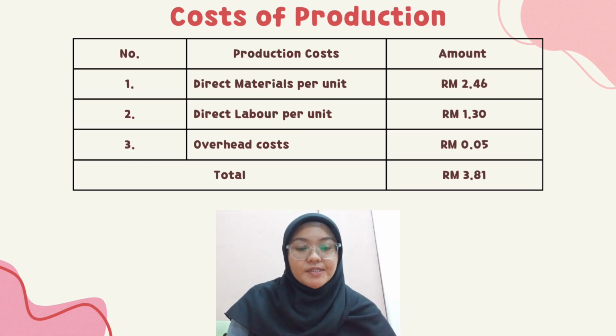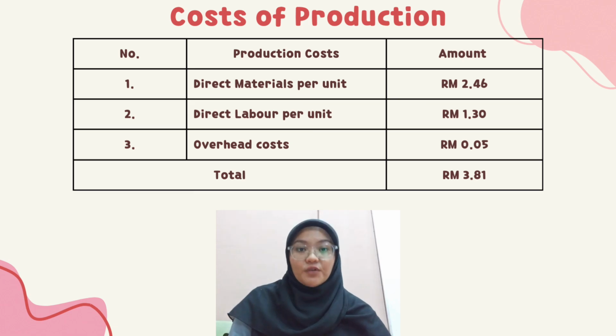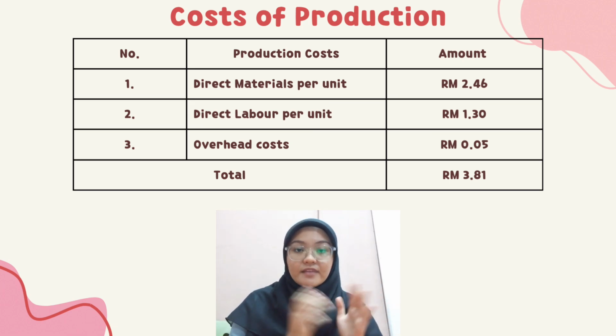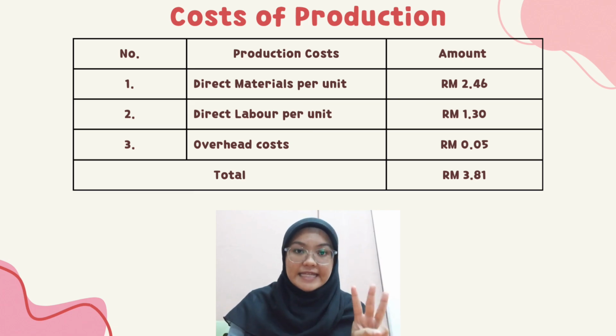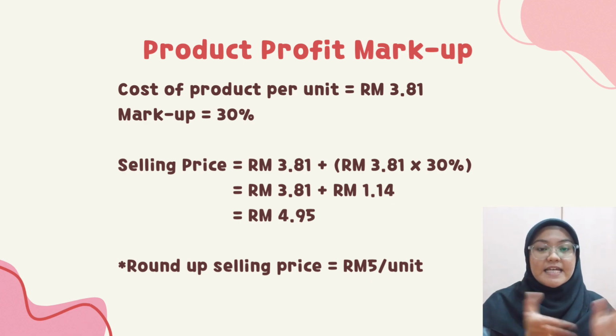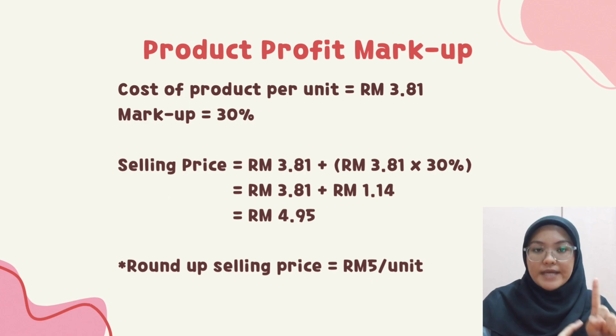The direct materials per unit is 2 ringgit and 46 cents. The direct labor per unit is 1 ringgit and 30 cents. And the overhead cost per unit is 5 cents. We add them all up and the total is 3 ringgit and 81 cents per unit. Here is the product profit markup. As you can see, the cost of product per unit is 3 ringgit and 81 cents.